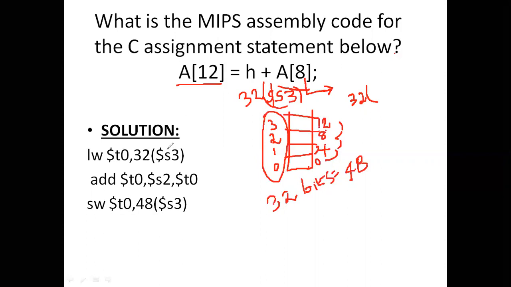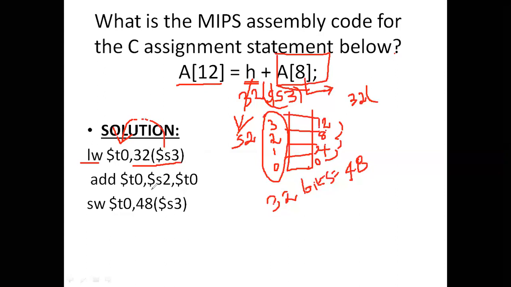After observing this A[8], we have to transfer the data from A[8] to a temporary location, which is T0. With the help of the load instruction, we can transfer the data from memory to register. So this is the assignment statement for A[8]. After transferring the data from memory to register, we have to add with H. Now we imagine H is represented by S2. So the S2 register is used for representing the value of H.